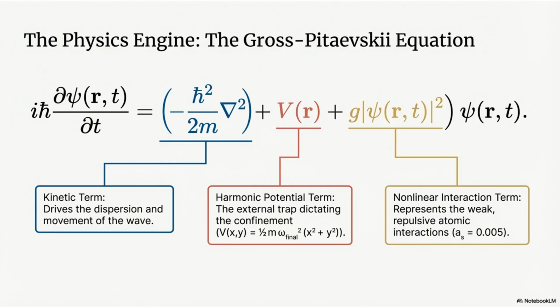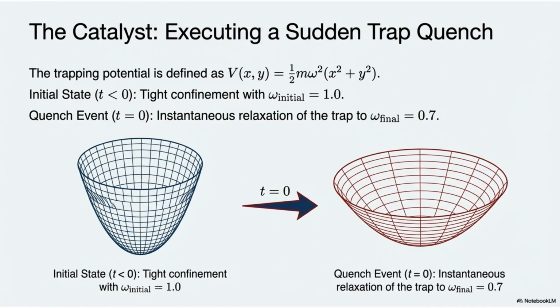The Pitaevskii equation is our physics engine. It includes a kinetic term for wave dispersion, a harmonic potential term for confinement, and a nonlinear interaction term representing atomic interactions. The breathing mode is initiated by a sudden trap quench. We move from a tight initial confinement with an initial frequency of 1.0 to an instantaneous relaxation to a final frequency of 0.7 at time t equals 0.